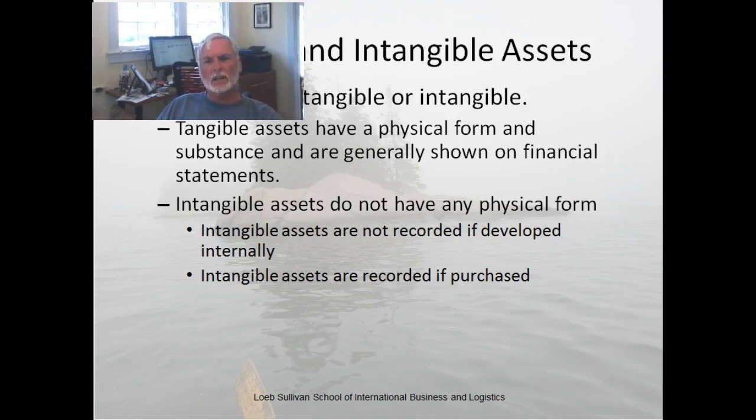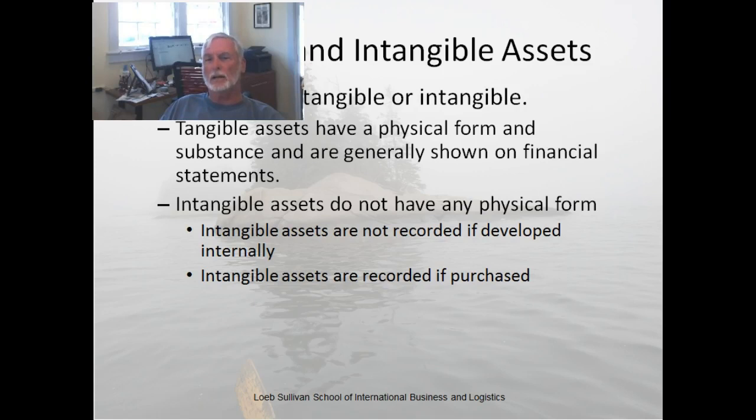Two kinds of assets. There are tangible assets. That's things I can touch, things that have a physical form, and they're shown on the financial statements. Intangible assets don't have form. Things I can't touch, things like patents and trademarks, and something we'll talk about later, goodwill, are intangible assets. And GAAP accounting treats intangible assets two ways.